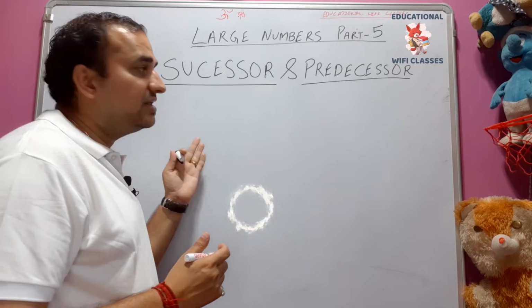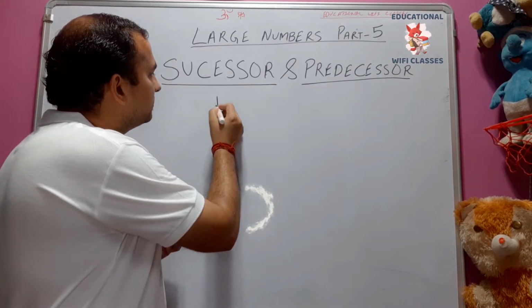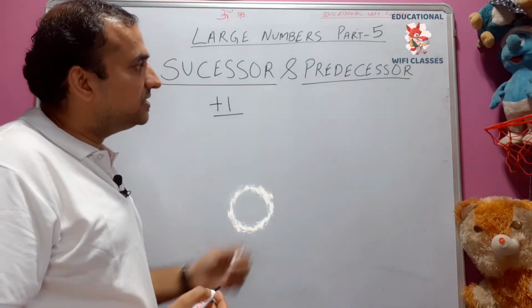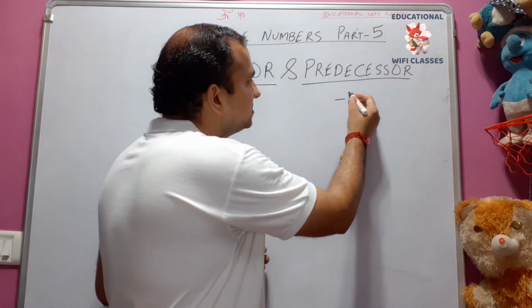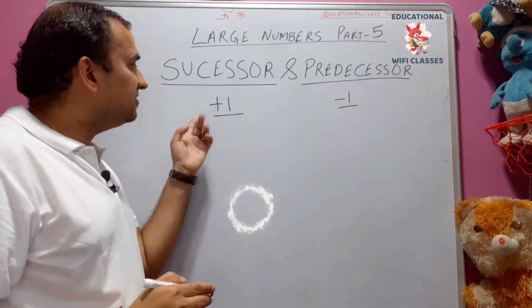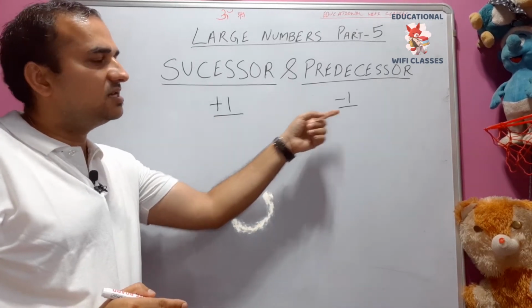For successor, whenever we need to find a successor, we always add 1. So we do plus 1 in successor. And for the predecessor, we do minus 1. So in successor, we are increasing a number by 1, and in predecessor, we are decreasing the number by 1.